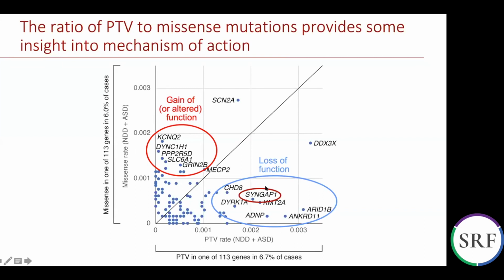And that's where SynGAP falls, with a fairly clear result. Maybe not quite as clear as ARID1B, but still it looks very much like loss of function is the predominant effect. And that's a really, really important thing to know.